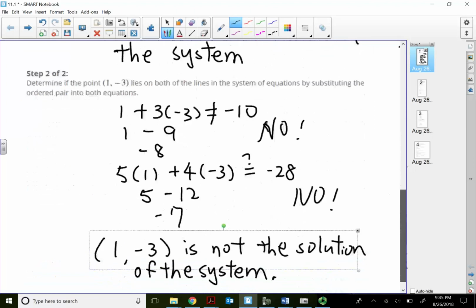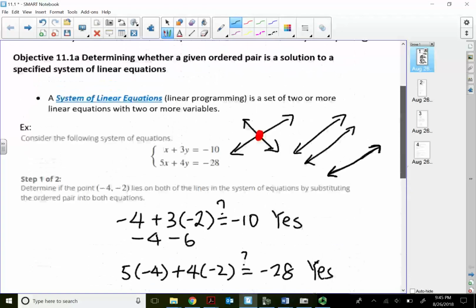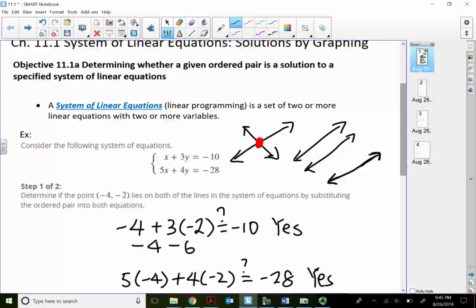So in this lecture video, we talked about what a system of linear equations is, and we showed how to determine whether a point is a solution to the system or not.